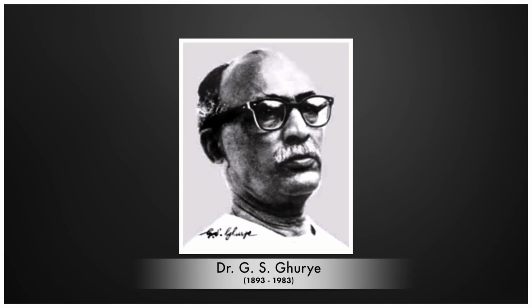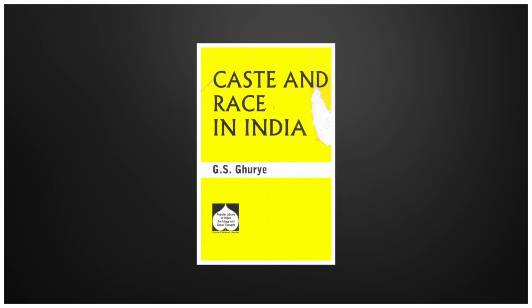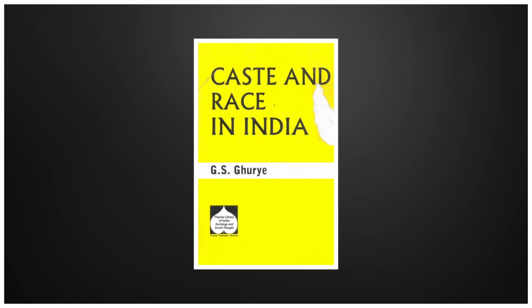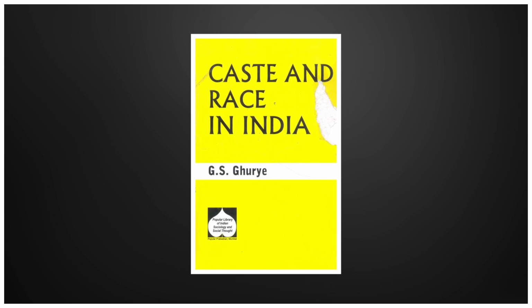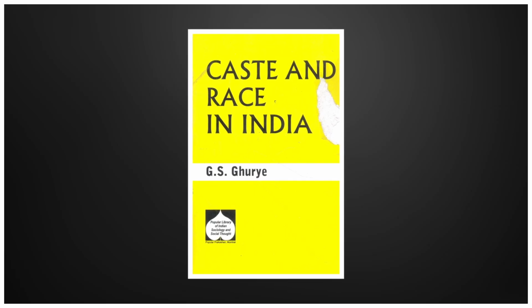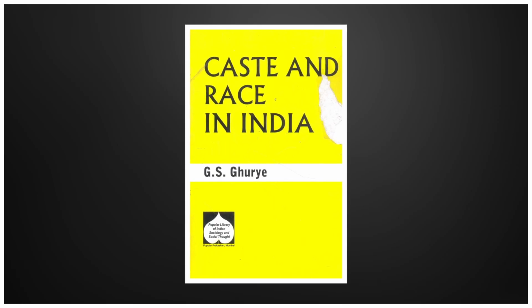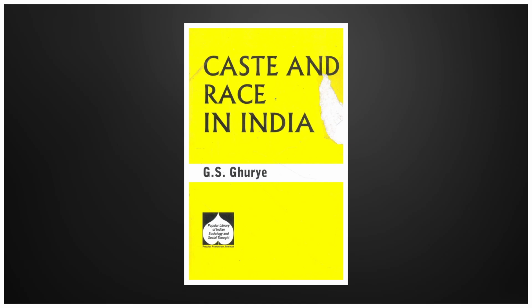Now let us discuss the traditional characteristics of caste. The caste system is highly complex in nature. As the scholar says, any attempt to define caste is bound to fail because of the complexity of the phenomenon. He describes 6 main characteristics of caste in his work Caste and Race in India. The following are the main traditional features of the caste system.